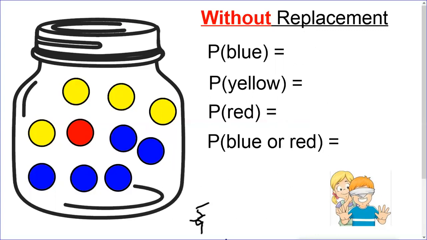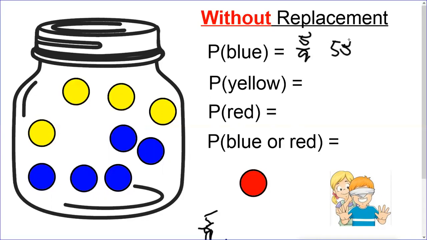So what would happen if the marble that you selected was red? Okay, so there are 9 marbles left. The probability of a blue would now be 5 out of 9. It went up. So that's 55%. The probability of a yellow is 4 out of 9. Now the probability of a red, there aren't any red left. It's actually 0% or 0 because it's 0 out of 9. And the probability of a blue or a red would be 5 out of 9.